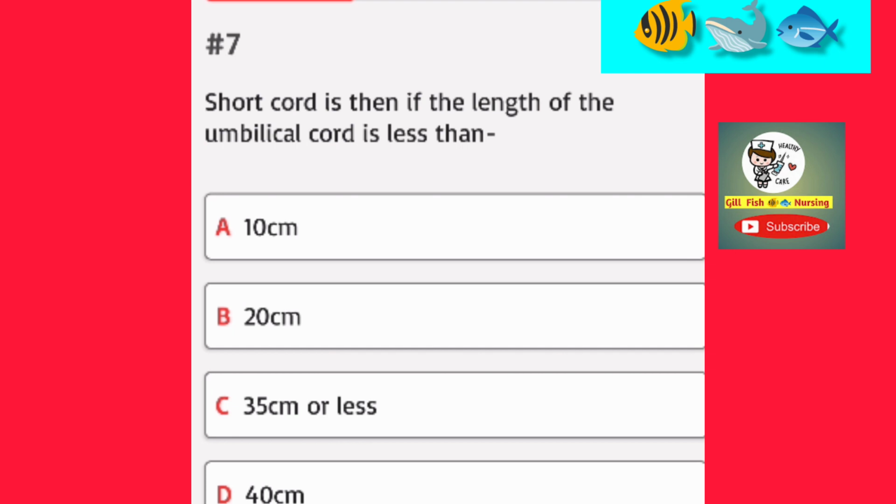Short cord is when the length of the umbilical cord is less than what? So usually you know the length of the cord: A, 10 centimeter; B, 20 centimeter; C, 35 centimeter or less; and D, 40 centimeter. So what is the normal length of the cord? That is 50 centimeter, you know that. So if it is less than 35, that is called a short cord. That is the correct answer.